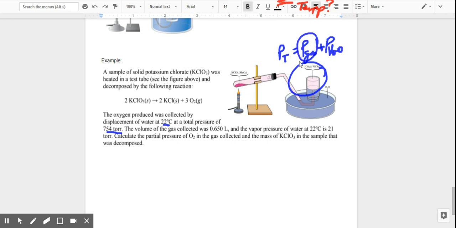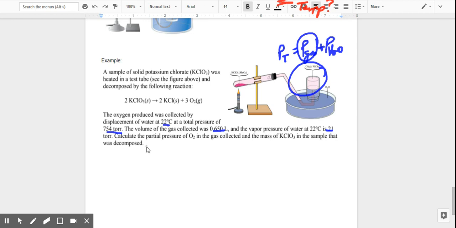In order to figure out the pressure of just that gas, we're going to have to take this total pressure and subtract the pressure of the water there. It also tells me a volume of the gas, and we can figure that out if we have a little graduated cylinder there. And it tells me the vapor pressure of water.